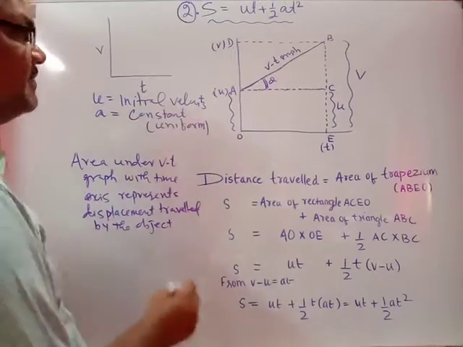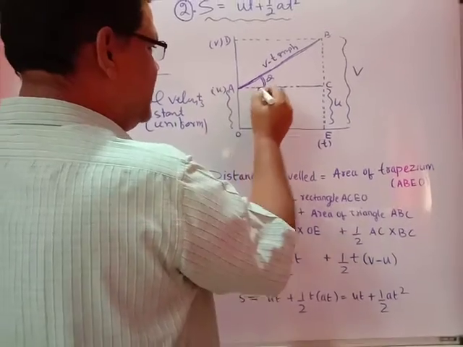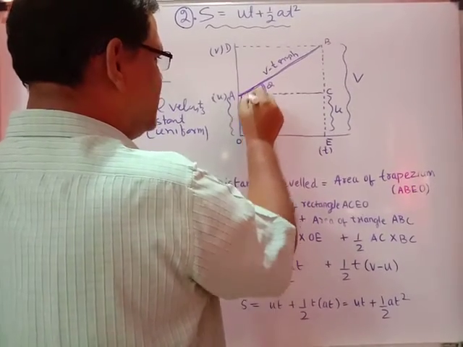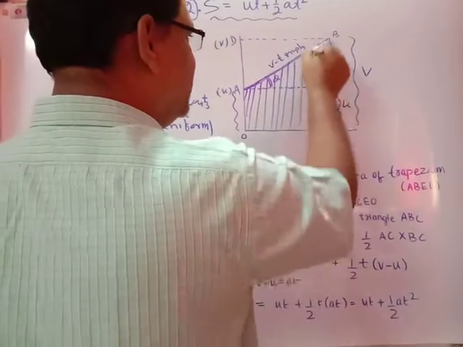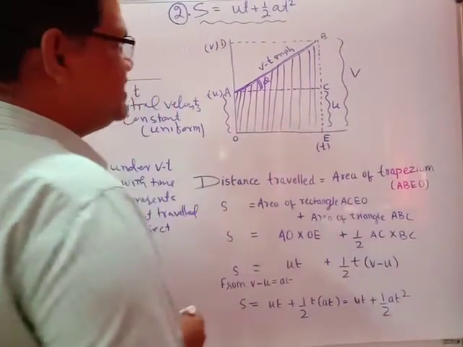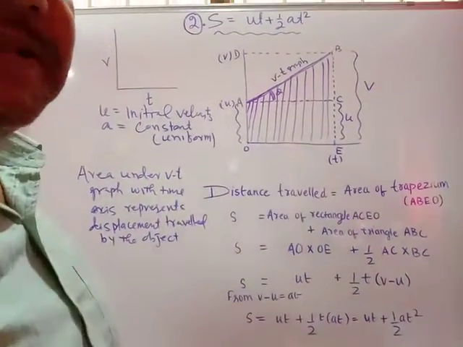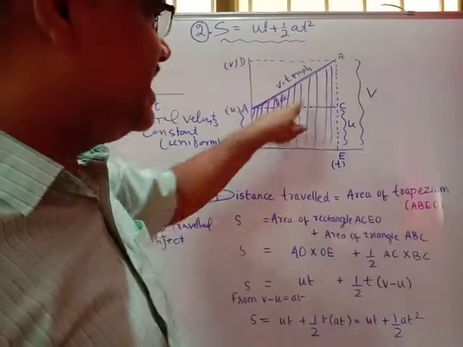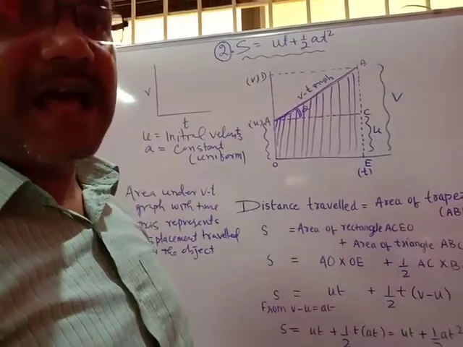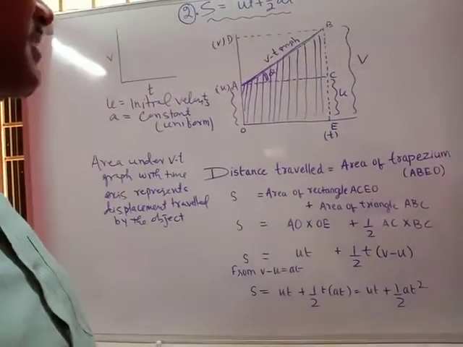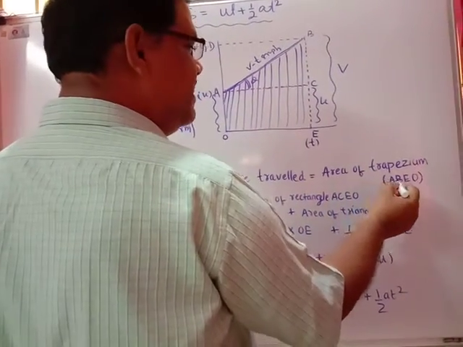So what is the area under the Vt graph? We are finding this total area. What will be the shape of the area? O, A, B and E. It is in the form of a trapezium. So this darkened area is the distance traveled by the object after time t seconds. So let us calculate. What is the distance traveled? Distance traveled equal to the area of trapezium ABEO.